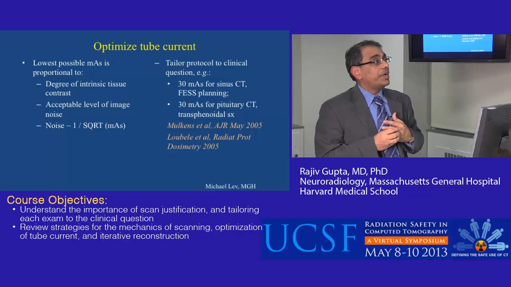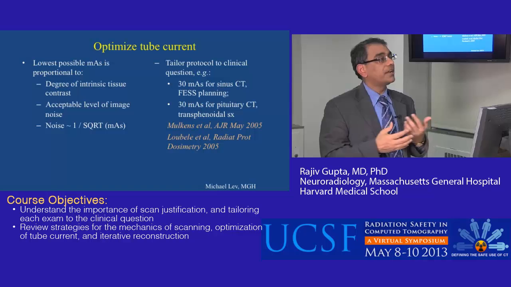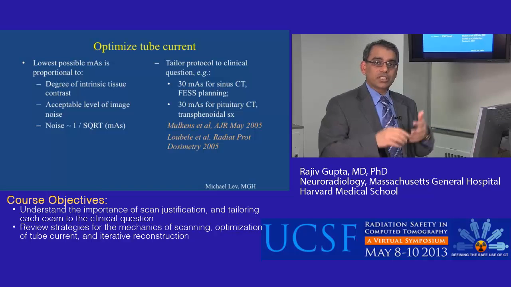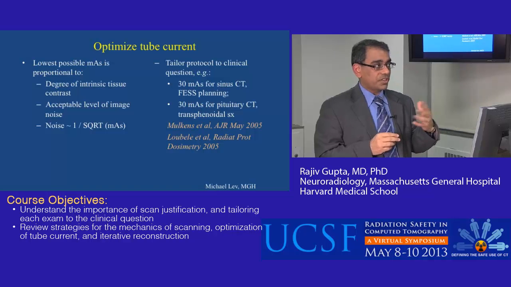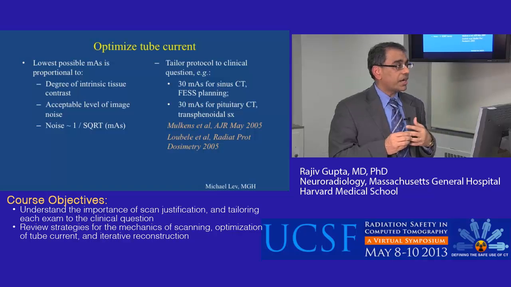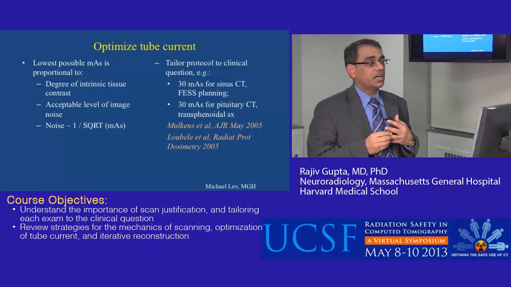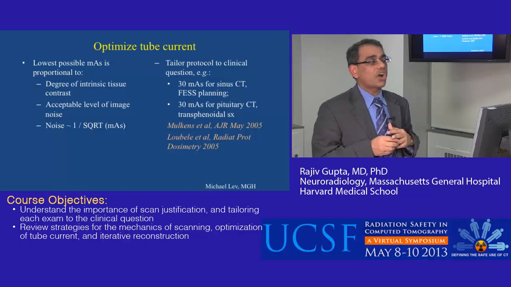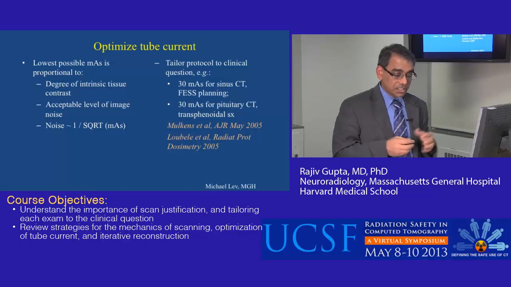Another thing that one can do in order to minimize the tube current is to tailor the protocol to the clinical question. So, as I said, when you are looking at sinus CT, when you are primarily interested in bony anatomy, for example, functional endoscopic planning, or when you are looking at bony anatomy, for example, the sella, the pituitary issues before the transsphenoidal surgery, you can really drop the tube current. Something of the order of 30 milliamps second is sufficient.